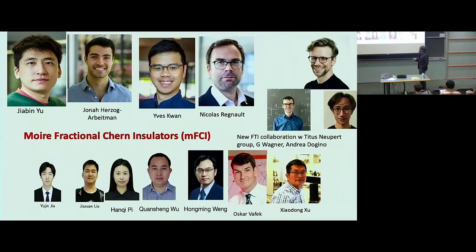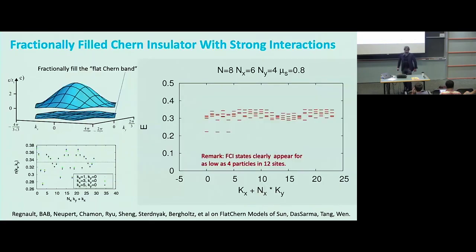And this is really work that has been spearheaded by Jabin and Jonah and Yves Kwan, but of course there's been Nicolas, my long-term collaborator, who has been basically running this work. There's new collaborations with Titus Neupert and with Oscar Rafik and Xiaodong, but also with, of course, the ab initio group of Hongming Wen and Quan Sheng, who are in Peking.